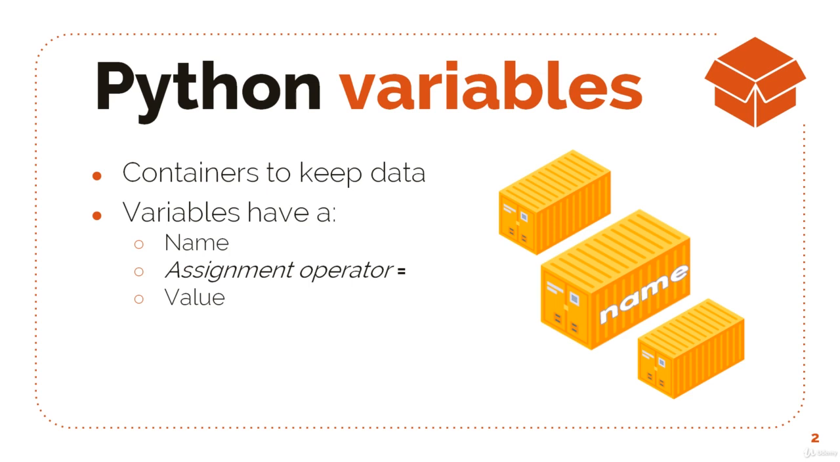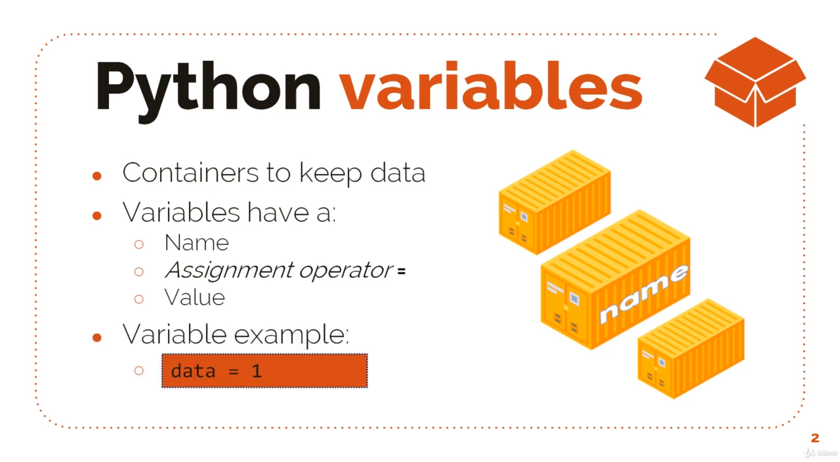So how do we create a variable? Let's look at the following example. First, you write a name on the left. In this case, I've called it data. Then the assignment operator, and on the right we have the integer 1. That's it, you've created a variable.